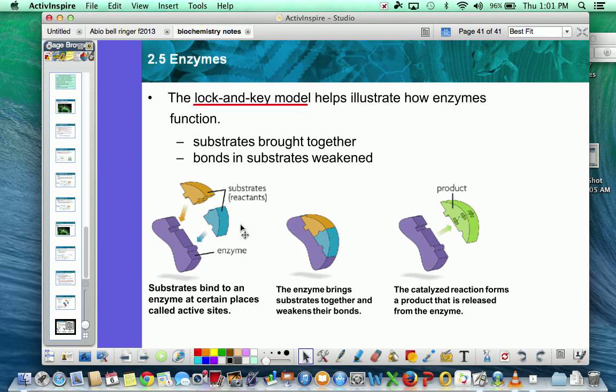Another way of thinking of this is like puzzle pieces. Very specific puzzle pieces have to fit together, like the innies and the outies on a puzzle. You can't just put any old outie in an innie on a puzzle and expect the puzzle to work. It's got to be a very specific piece. So that is the lock and key model in a nutshell.